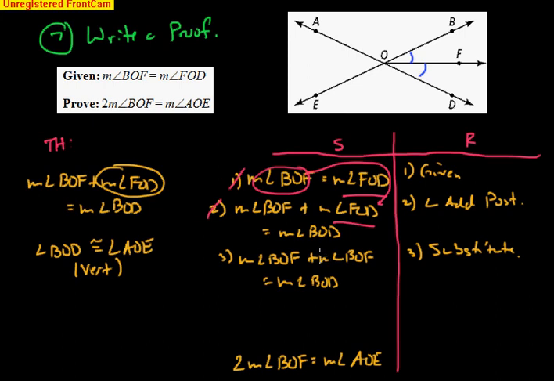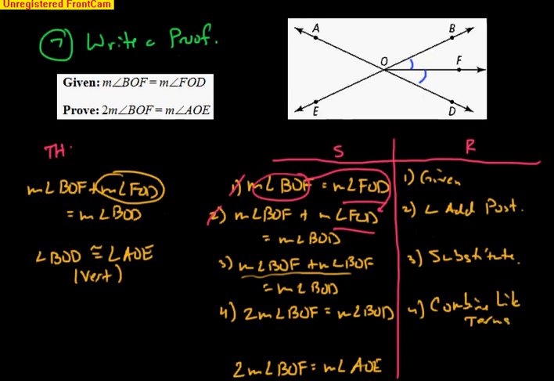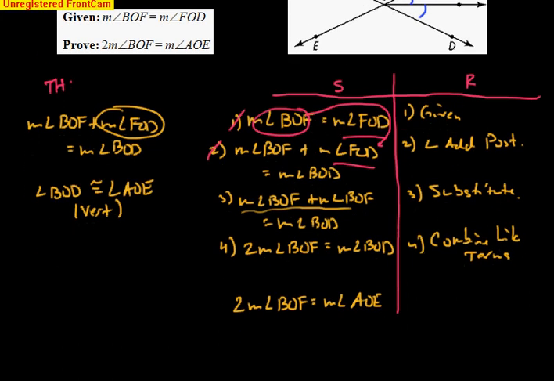So now if I have 1 BOF and 1 BOF, I add them together. 2 measures of angle BOF equals the measure of angle BOD. And I just combine like terms. These are the same thing. I'm going to slide down to give myself some more room. And now I'm going to erase this because look, I've got the left side. Now it's about getting the right side.